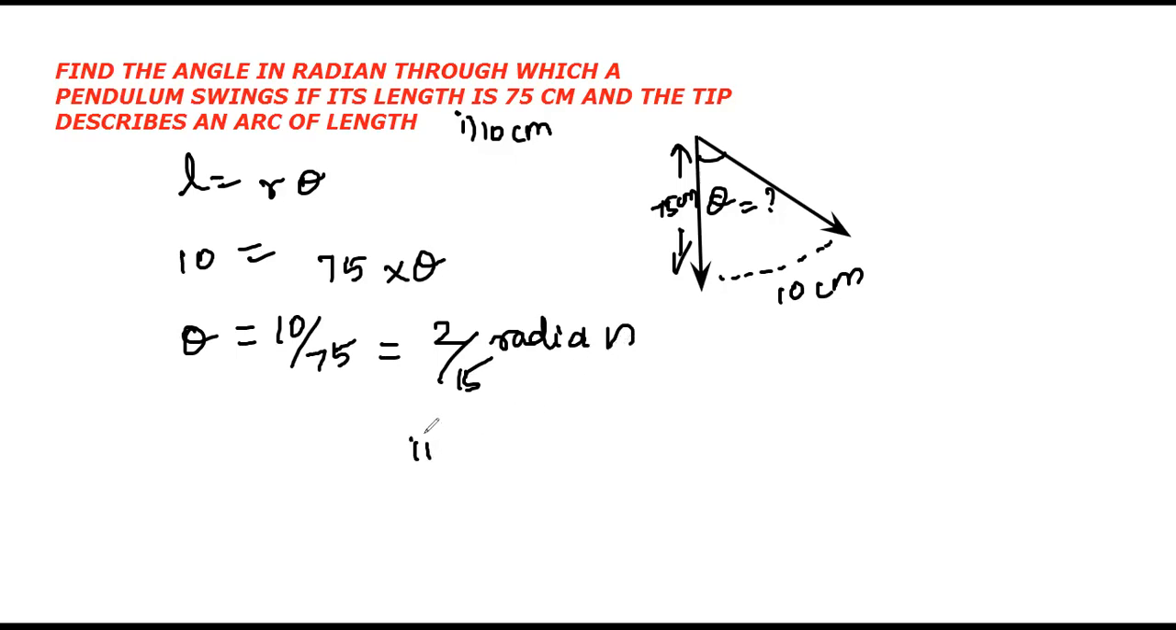Do we have to multiply 10 into 15 or 60 or something? No, ma'am, you don't have to. They're just asking the answer in terms of radian only. It's fine. So it would be 3 by 15, which is 1 by 5.